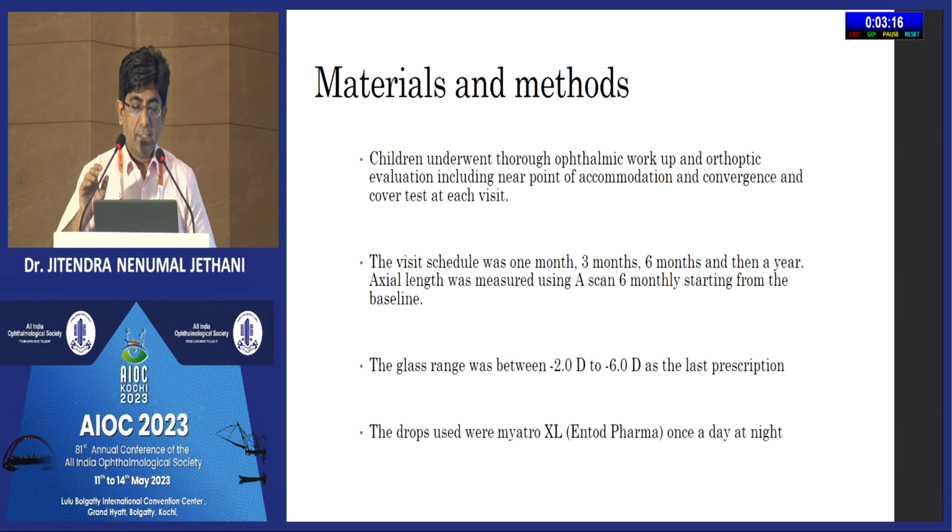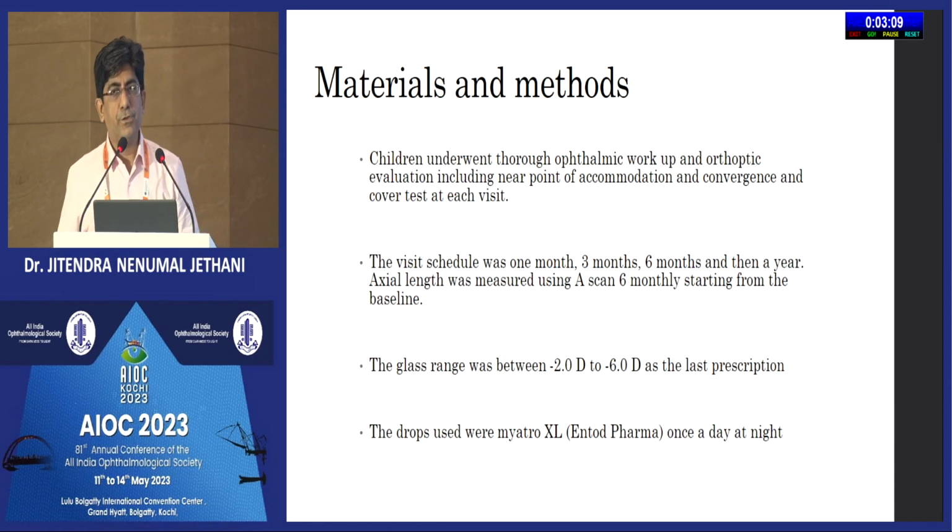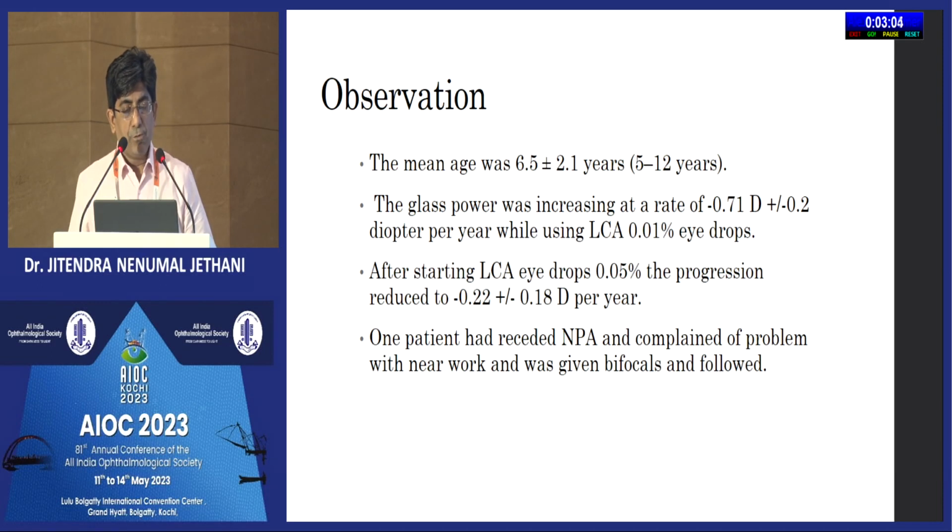All the routine investigations, ophthalmic workup, and orthoptic evaluation were done, especially pupillary size, near point of accommodation, and convergence, because we were using a higher concentration of atropine. Now, the mean age was 6.5 years. The glass power before starting a higher concentration was increasing at a rate of 0.71 diopters per year, and after switching over to 0.05%, the progression reduced to 0.22 diopters. One patient did complain of receding of near point of accommodation, and we gave him bifocals.